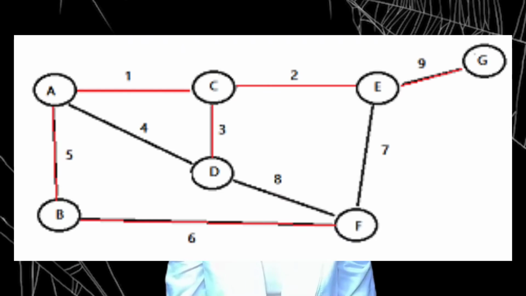The next lowest edge is 4, but we are not able to connect this because if your choice completes a cycle, discard your choice and move on to the next lowest weight, which is the 5 that connects A and B. The next is the 6 that connects B and F, and last is the 9 that connects E and G. So the finished minimum spanning tree for this example will look like this.